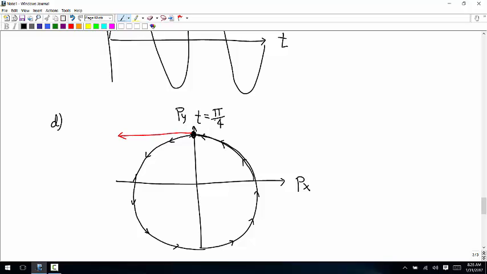Does that make sense with what we know at time equals pi over 4 from the px versus time and the py versus time graphs? Well, we know that we should have a negative x component of velocity and a 0 y component of velocity. And this is a vector with a negative x component and a 0 y component. So that makes sense.